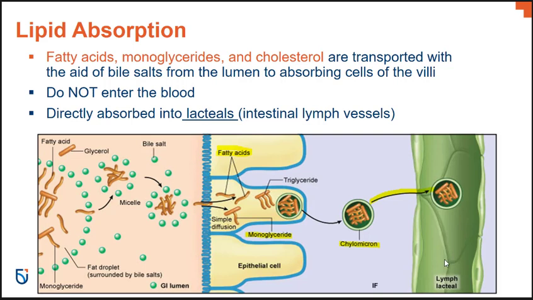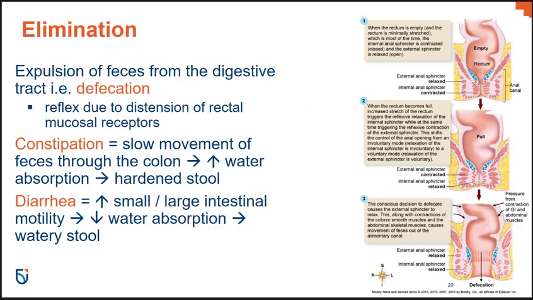And then these lymph lacteal vessels will end up joining in with the rest of the lymphatic system. The process of elimination is simply the expulsion of the residues of digestion, or feces, from the digestive tract. Formation and storing of feces is the primary function of your colon. The act of expelling feces is called defecation.